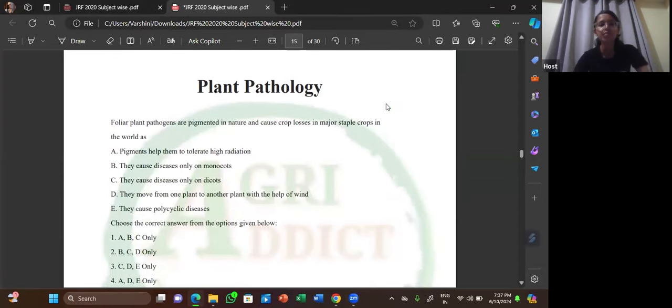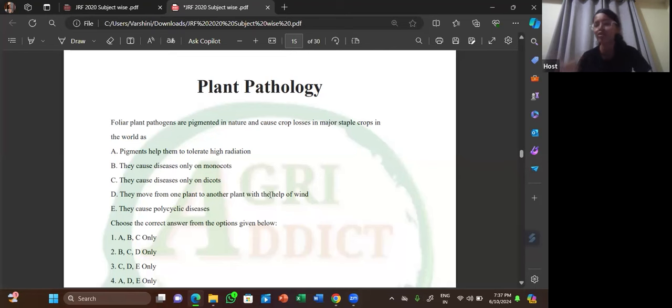Yeah, so the first question is, foliar plant pathogens are pigmented in nature and cause crop losses in major staple crops. So here, A, D, E is the right answer, because always the pigments will help them for tolerating the high radiation, and they move from one plant to another plant with the help of wind.